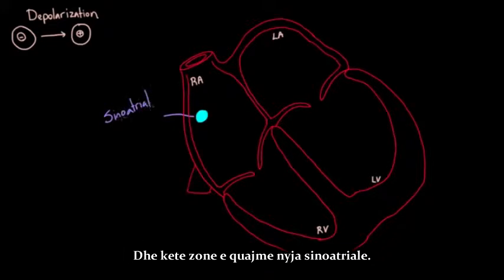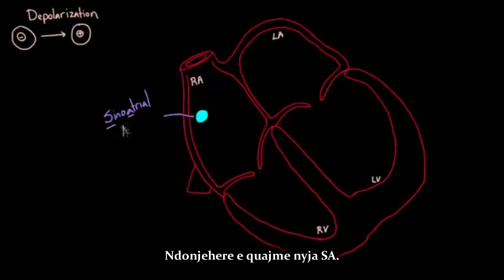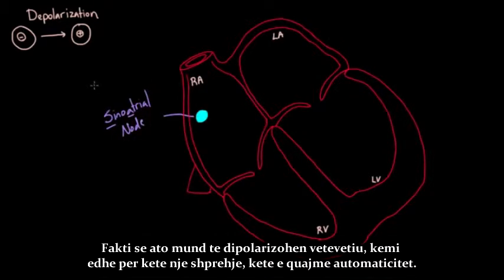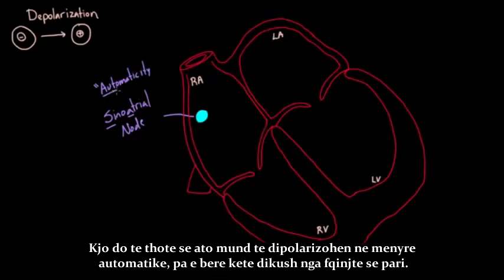Sinoatrial node, sometimes called the SA node. And the fact that they can depolarize by themselves, we have a word for that too. We call it automaticity. So it just means that they can automatically depolarize without having a neighbor do it first.